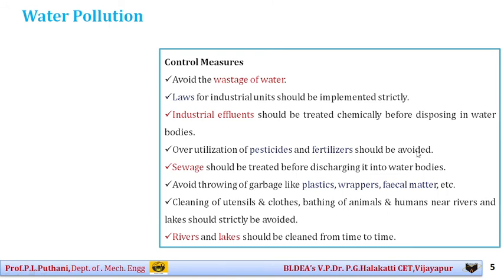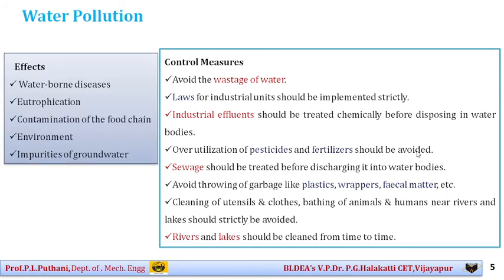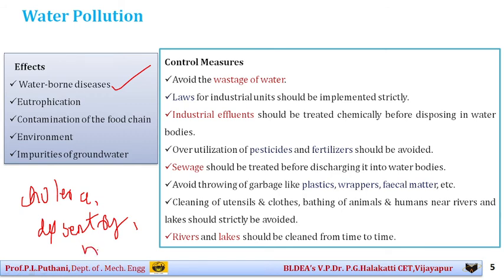Now, what are its effects and control measures? So, what are its effects? As I said many times, when polluted water is consumed by people, they suffer from waterborne diseases such as cholera, dysentery, and hepatitis B. So these are the common waterborne diseases. Why? Because when the water gets polluted, it is consumed by the local people, so they suffer from these diseases.